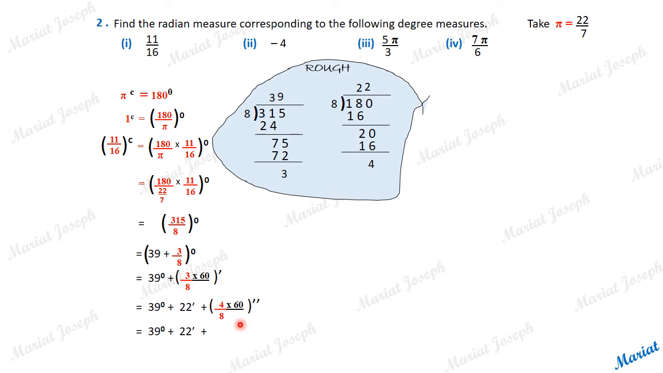That is coming 39 degree, 22 minutes, and what is this fraction minute? That goes into seconds. So 4 by 8 is half, half into 60 is 30 seconds. So this angle given in radian measure is nothing but 39 degree, 22 minutes and 30 seconds. We usually write it like this instead of showing the addition. We write it like this: 39 degree full, 22 minutes full, then the balance angle is 30 seconds.